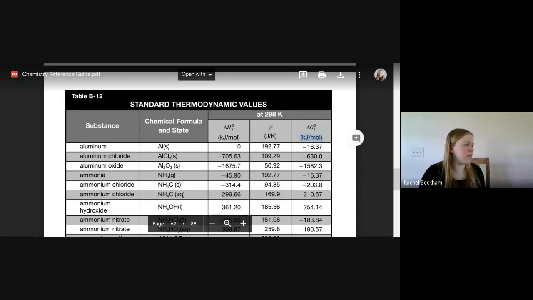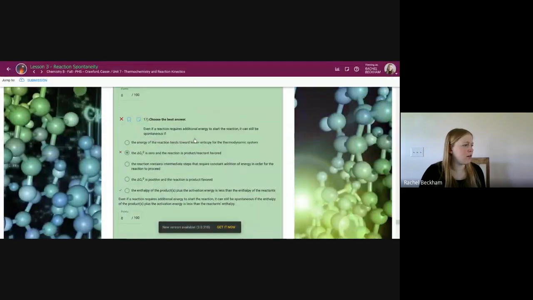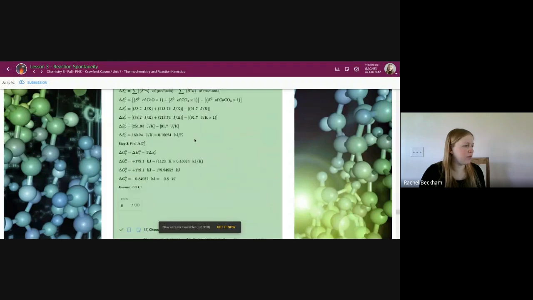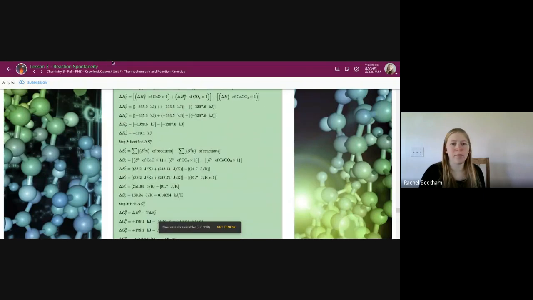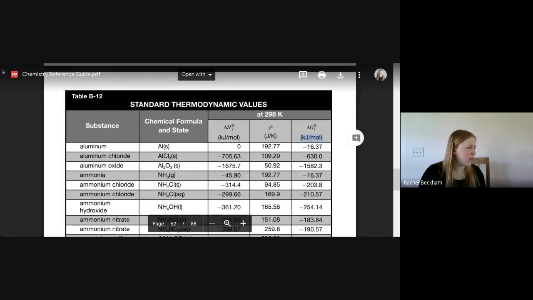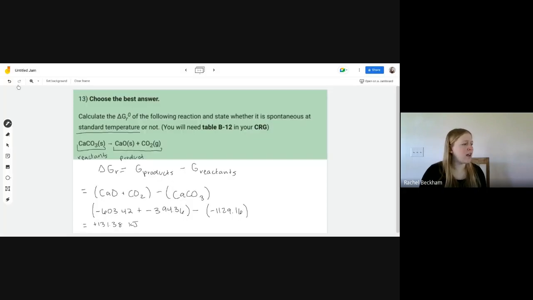And so now let's see if that is an option here for this. Give me 1 second. So this is problem number 13. Yes, okay. So our answer is positive 131.38. And now we need to decide if it is spontaneous.